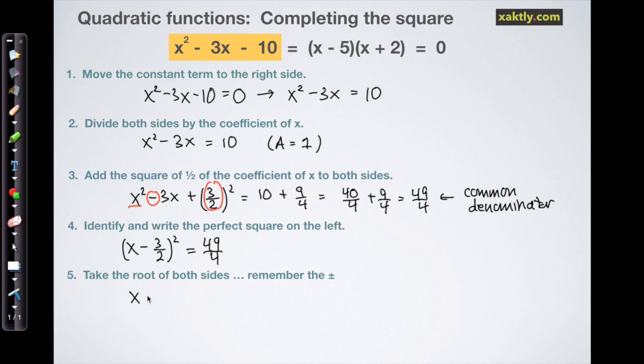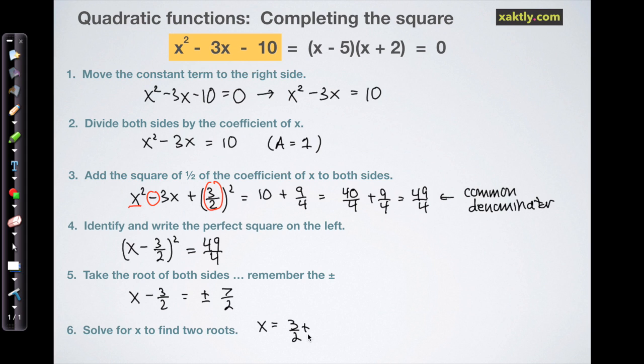Okay, now I just take the square root of both sides to get x minus 3/2 on the left, and this turns out to be a perfect square, 7/2. And finally, I just solve for x by moving that 3/2 over to the right and finding my two roots.